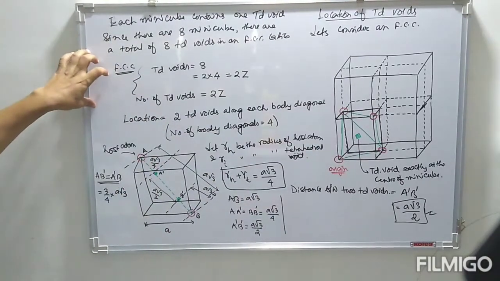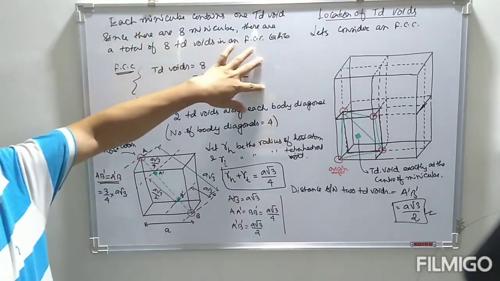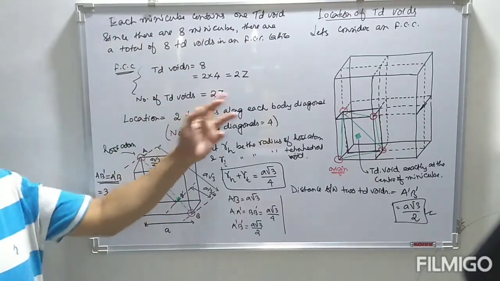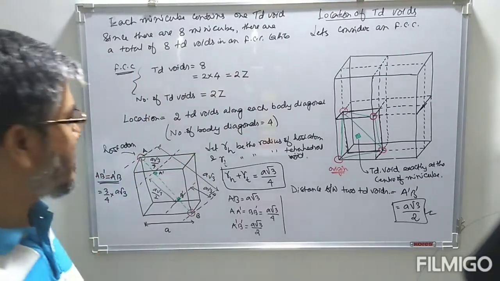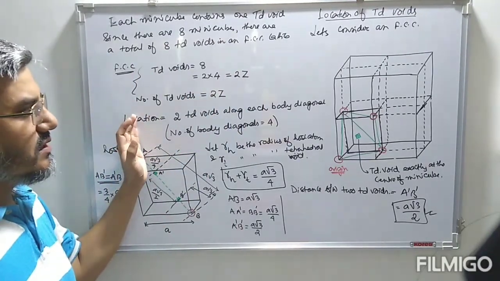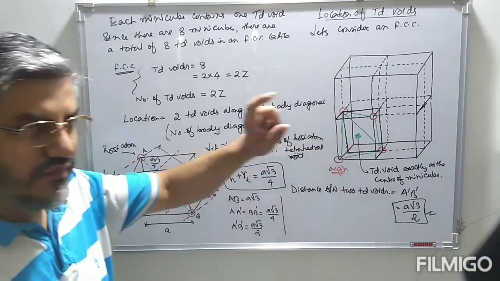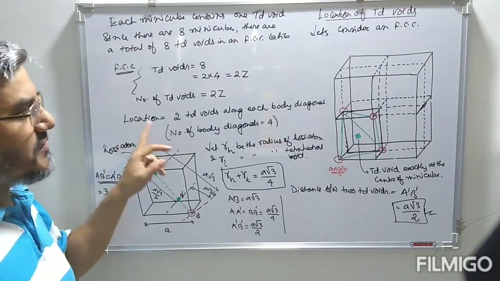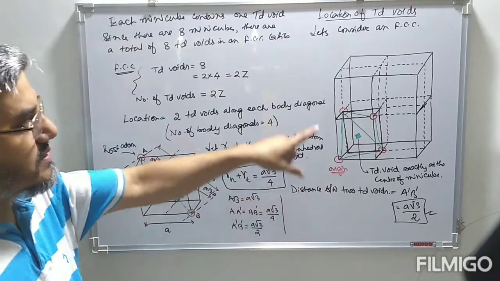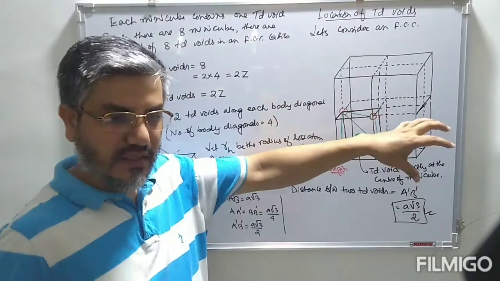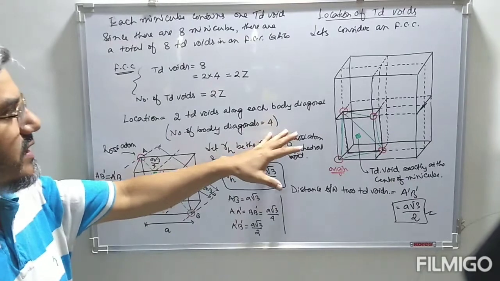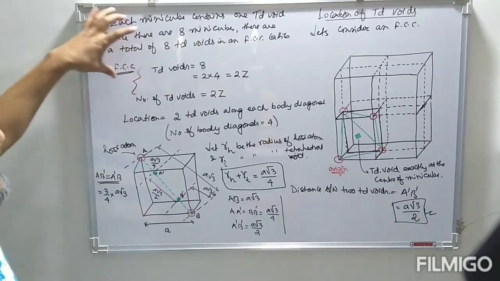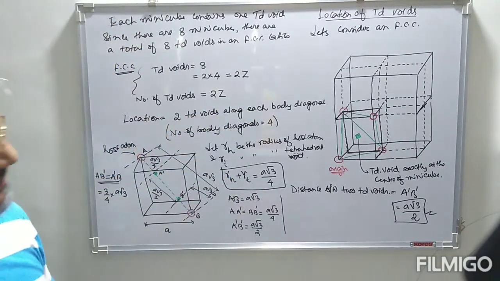So the number of tetrahedral voids in FCC is 8. This can be written as 2 times Z. So the generalization is that the total number of tetrahedral voids in a close packed structure is 2 times Z, where Z is the effective number of atoms per unit cell. The location is exactly at the center of 8 mini cubes. Since there are 8 mini cubes, we have 8 tetrahedral voids. The location is 2 tetrahedral voids along each body diagonal. Since the number of body diagonals in a cube is 4, there are a total of 8 tetrahedral voids in an FCC. This is about tetrahedral voids.